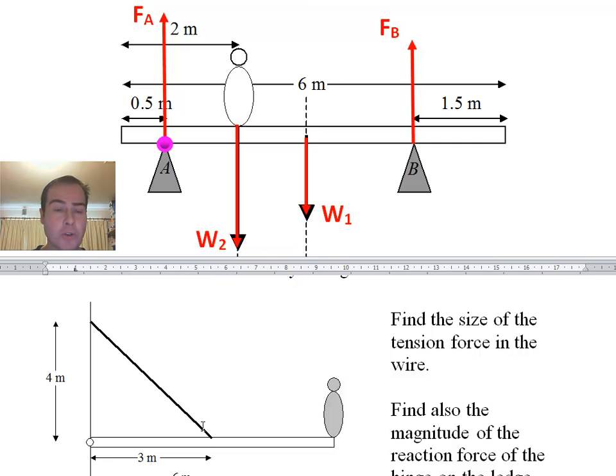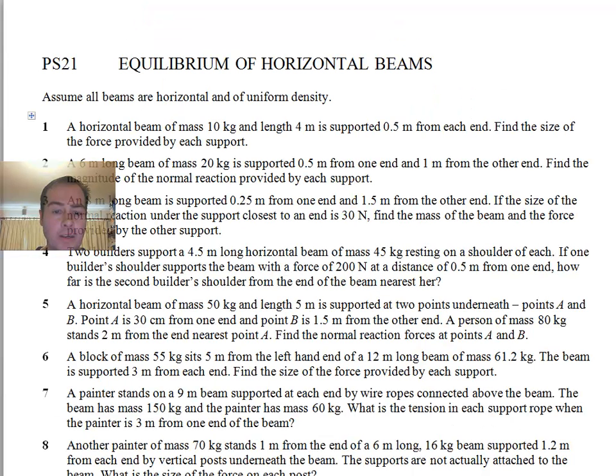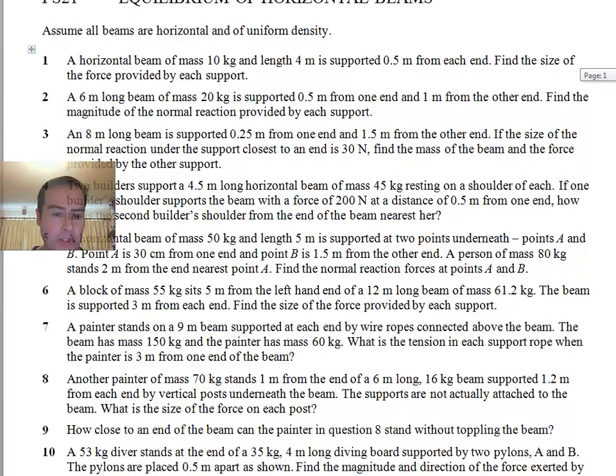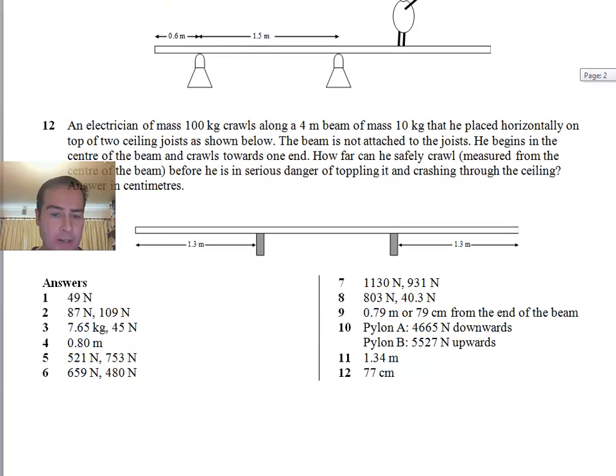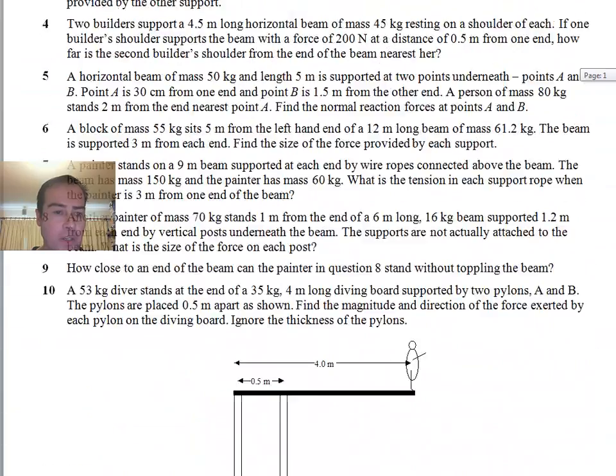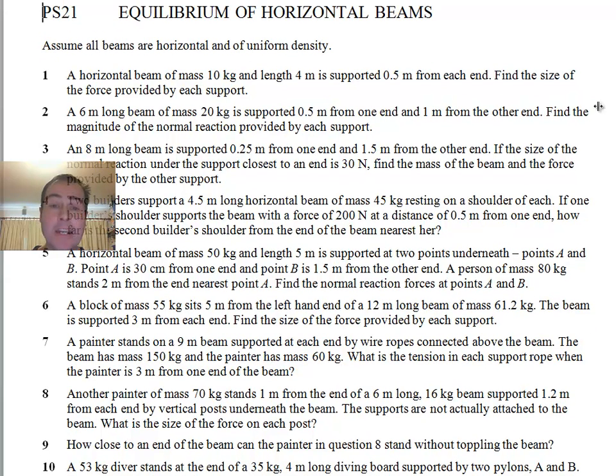Probably a good thing to do now is to go to problem sheet 21, which has questions on supported beams. I will go to that now and show you where that is. Okay, this is problem sheet 21, equilibrium of horizontal beams, and as you can see there are a range of questions, and in each case the answers are provided on the back of the sheet. Your first step in each of these questions is to draw a diagram that is consistent with the question. In this case, question 1, I'll help you get started.